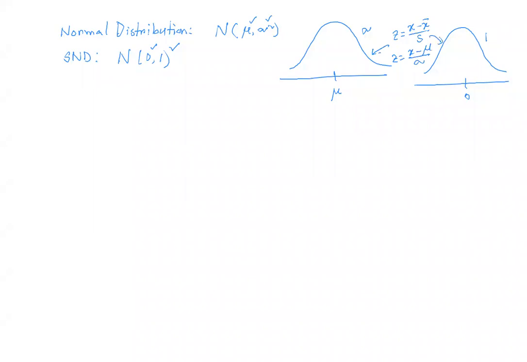And also remember, a normal distribution is uniquely identified by its mean and variance. So if you have one normal distribution with mean mu1 and variance sigma1 squared, and another normal distribution with mean mu2 and variance sigma2 squared, they are two distinct and unique normal distributions.